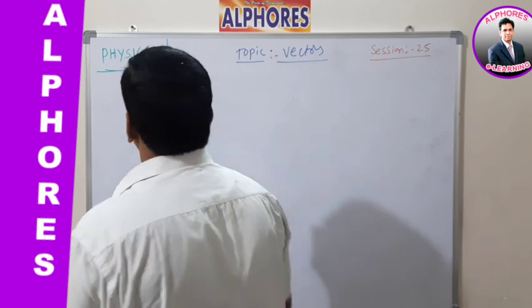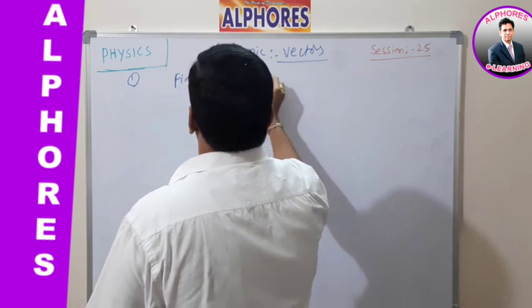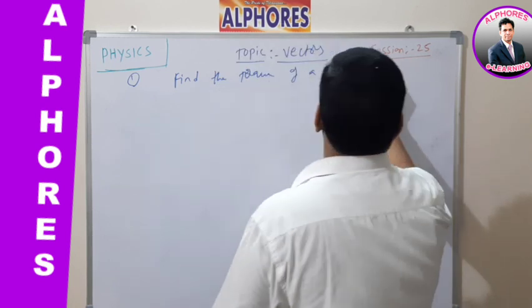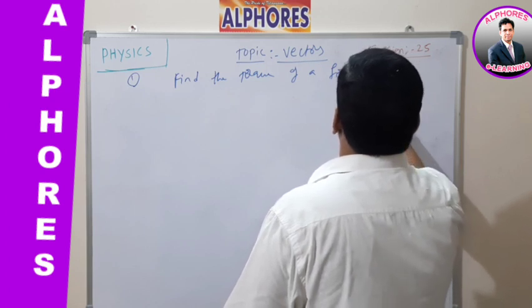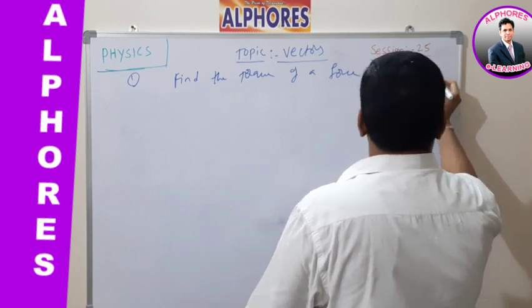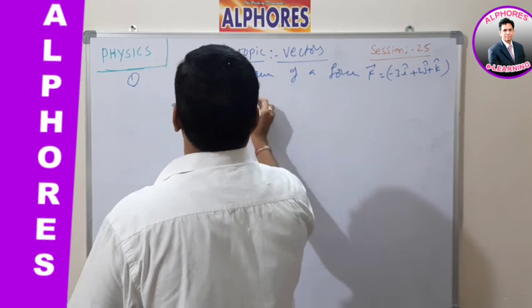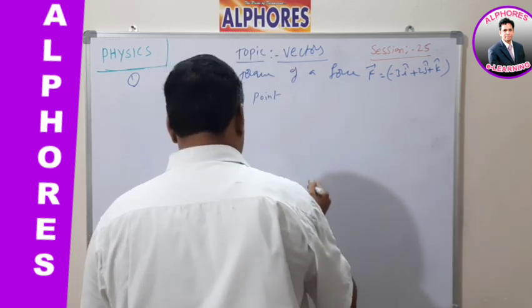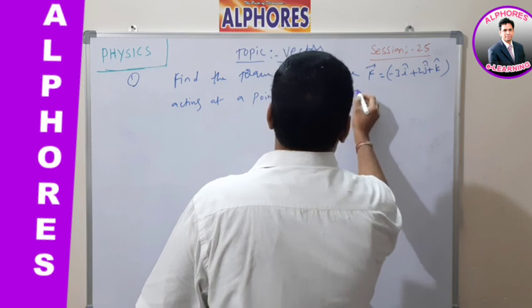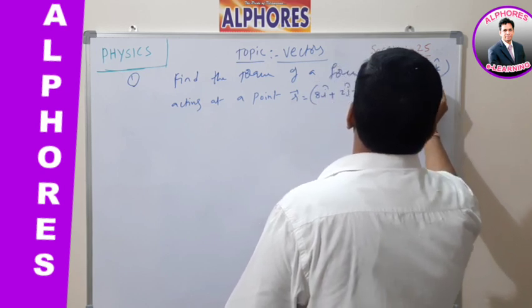Write down the first problem. Find the torque of a force F bar equal to minus 3I cap plus 2J cap plus K cap, acting at a point R bar equal to 8I cap plus 2J cap plus 3K cap, about the origin.